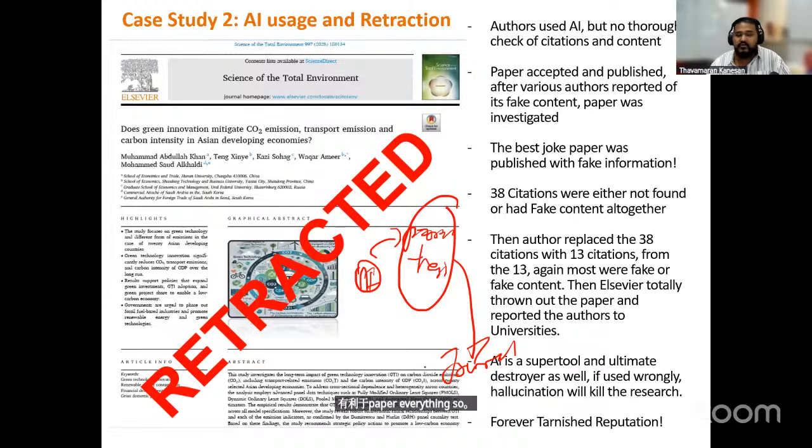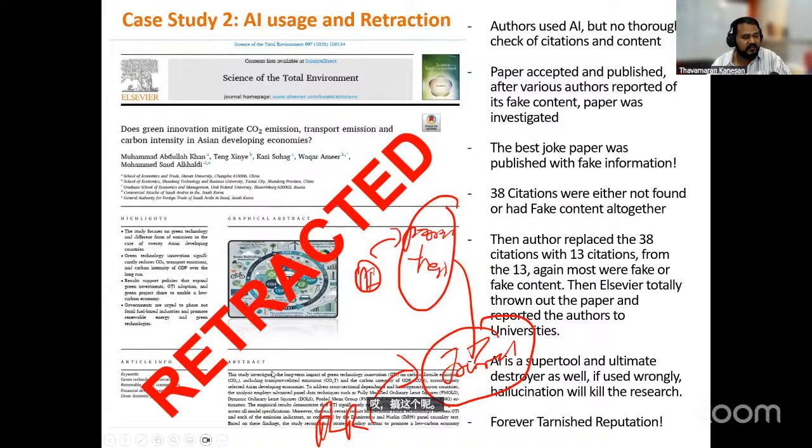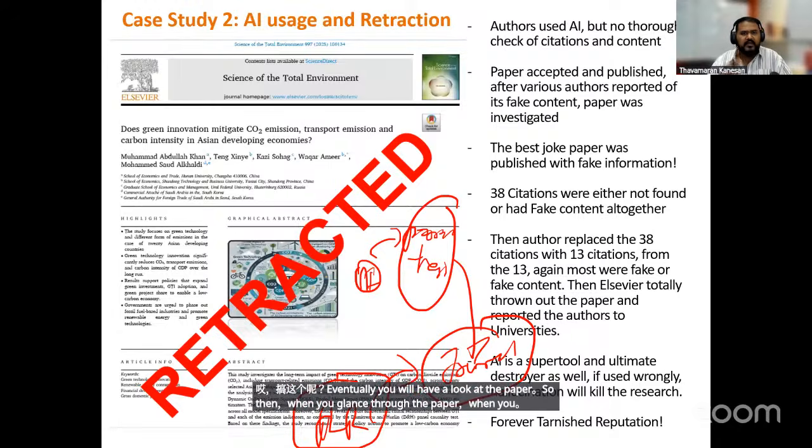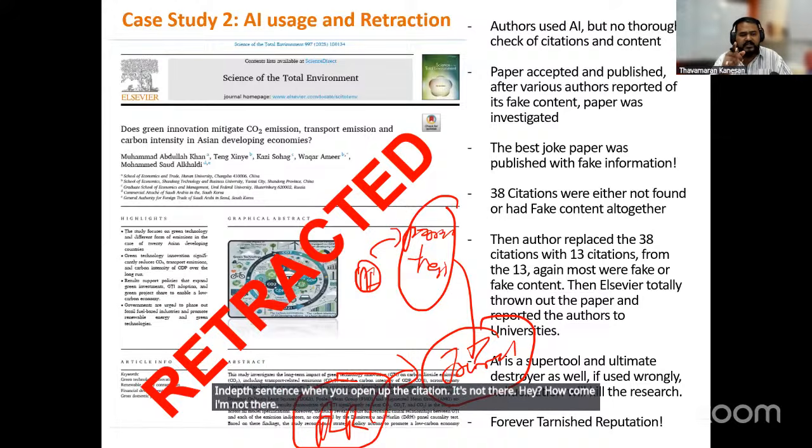So what will new students and researchers in the world do? They will go and read that paper for their literature review. Correct or not? Correct or not? They'll definitely go read it. Whether you summarize or don't summarize or use AI or whatever, eventually you will have a look at the paper. So when you glance through the paper, whatever is stated in that sentence, when you open up the citation, it's not there. Hey, how come it's not there? But they cited here, they put this statement here.